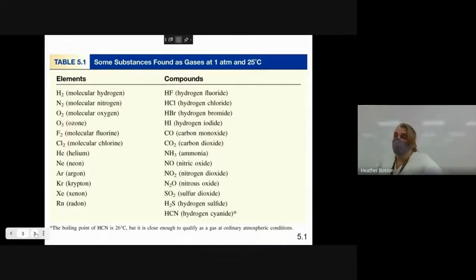So isn't it funny? Look at how similar in chemical formula those appear to be. Nitrogen dioxide, nitrous oxide, and sulfur dioxide. I mean, nitric oxide, they're super similar in chemical formula, but very different properties, just like carbon dioxide and carbon monoxide.